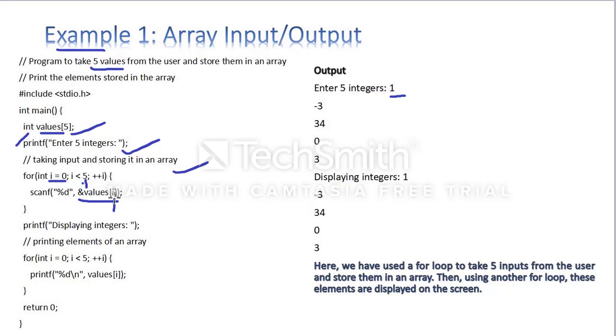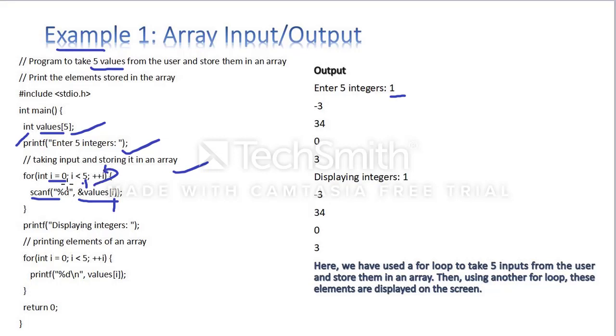Here, what is the value of i? 0. Then it is in a scanf statement, so it can take the value through the keyboard. If any statement is scanf, you can take values from the user. So you can enter any value here. Where you are entering the value, values[0], 0 is the index, not a value. In index 0 I am entering 1. After that, I update i, so i plus plus makes it 1.